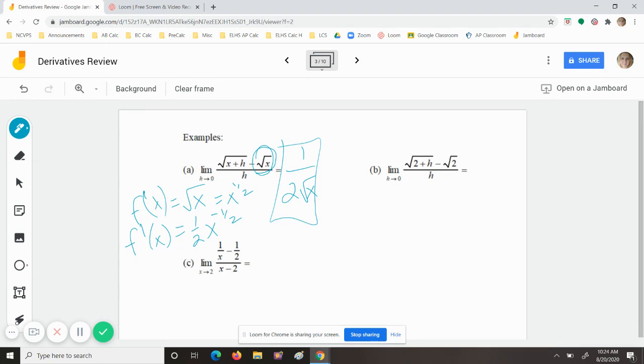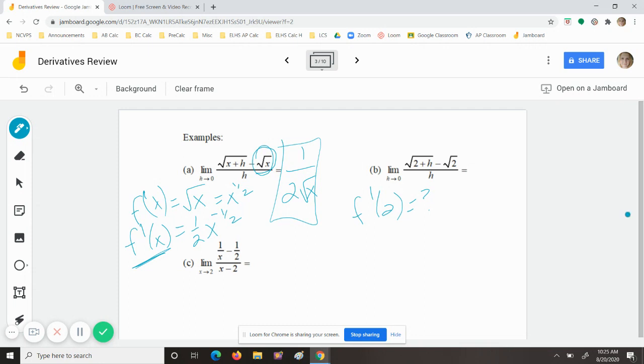Now, take a look at the second equation over there. This limit starts out the same, limit as h approaches 0, and it looks very similar to the one we just did. The only difference is instead of an x, we have a 2. So on the one before, it was asking us for f prime of x. The only difference is x is replaced with a 2 in this problem. So this one is asking us for f prime of 2. Well, we just solved for the derivative. The derivative is 1 over 2 square roots of x.